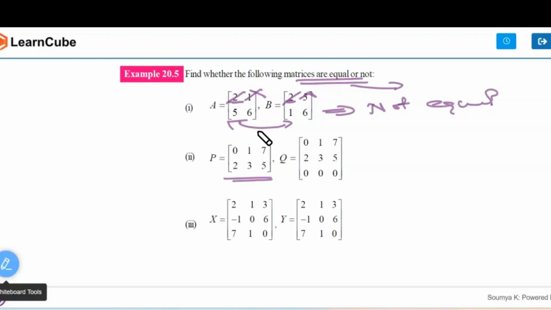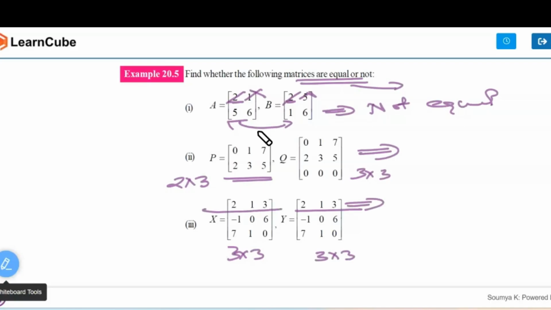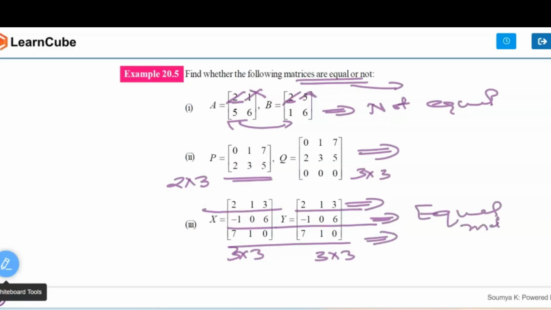Next comes P and Q. The order of this one is 2 by 3 and this is 3 by 3. Here itself you can understand that they are not equal matrices. Next comes a 3 by 3 matrix and another 3 by 3. If you compare both of them, you can see 2 1 3 and 2 1 3 here. All elements are the same. Second row, if you check, they are the same. Third row, if you check, they are also the same. So this is an equal matrix. This kind of matrix is known as an equal matrix, that we have just seen the definition.